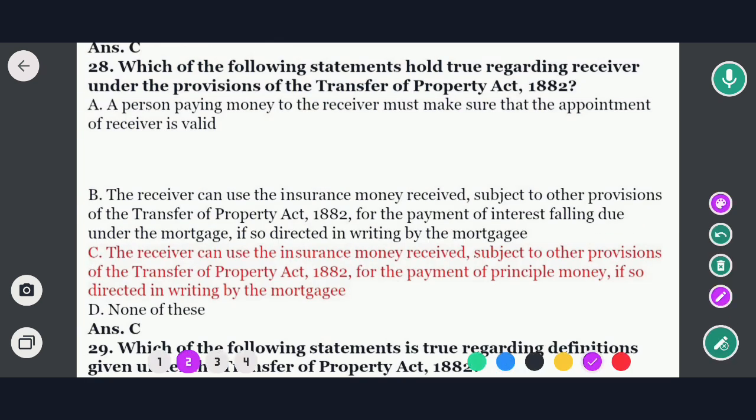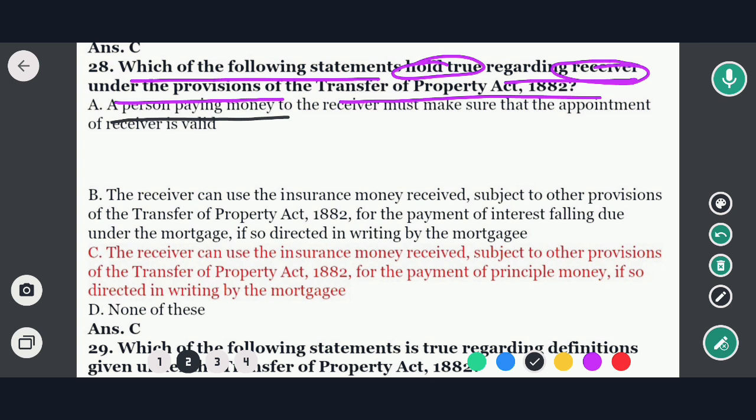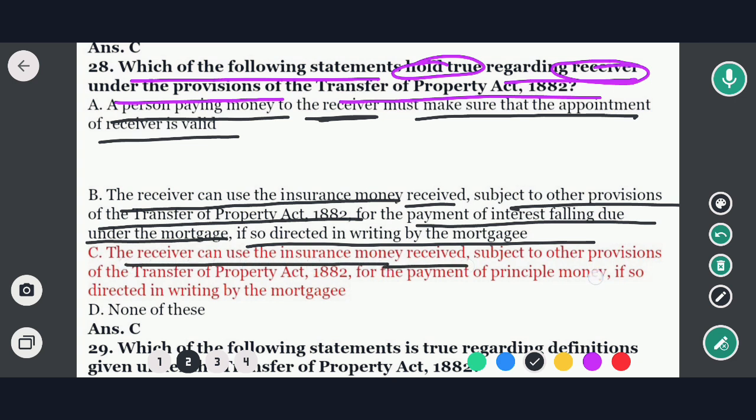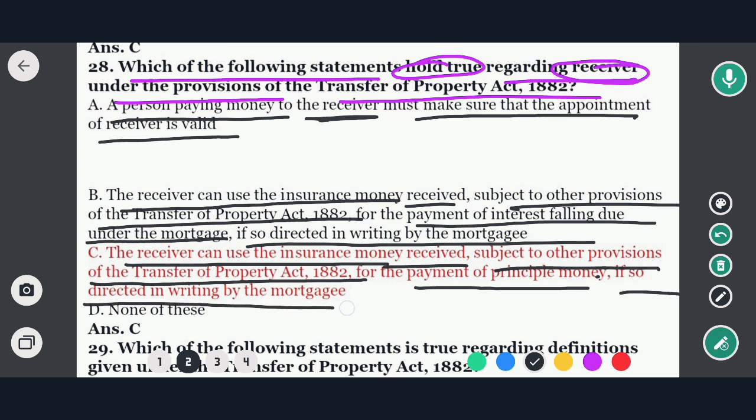Next question is, which of the following statements hold true regarding the receiver, very important, receiver under the provisions of the Transfer of Property Act 1882? Options are: a person paying money to the receiver must make sure that the appointment of receiver is valid. The receiver can use the insurance money received, subject to the provisions of the Transfer of Property Act 1882, for the payment of interest falling due to the mortgagee, if so directed in writing by the mortgagee. Now the second option is, the receiver can use the insurance money received, subject to the other provisions of the Transfer of Property Act 1882, for the payment of principal money, if so directed in writing by the mortgagee, and none of the above.